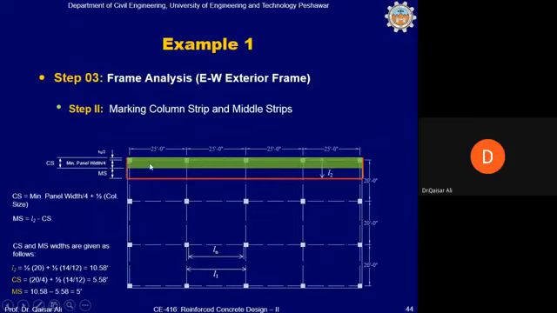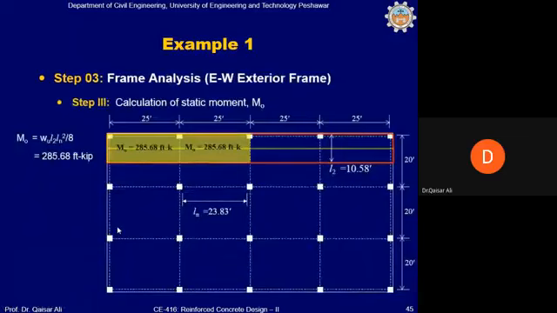This is shown by green color. The remaining part is middle strip, which is 10.58 minus 5.58 feet. This will be 5 feet. So once these are calculated, in the next step you can calculate the bending moments following the same procedure that we have used for the calculation of bending moment in the interior frame. The total static bending moment will be WU L2 L square. By this time L2 will change, which is almost half of the value that we have used in the interior frame. Almost half, not exactly half, which is 2.